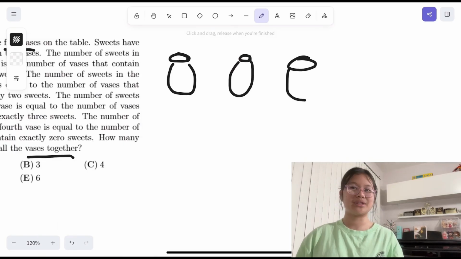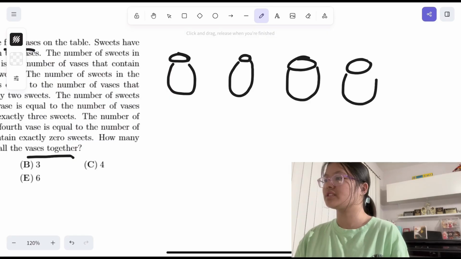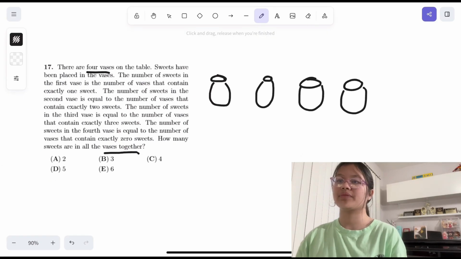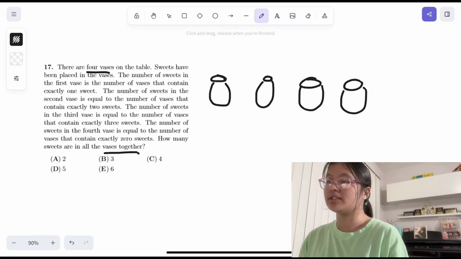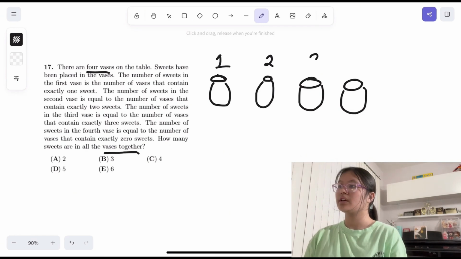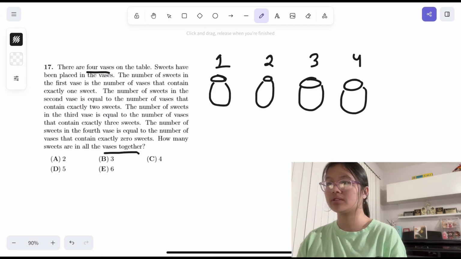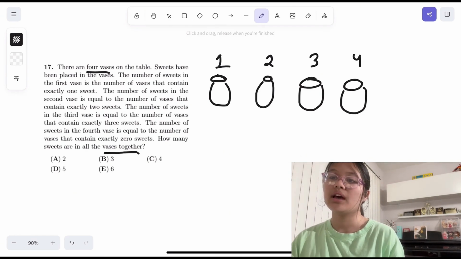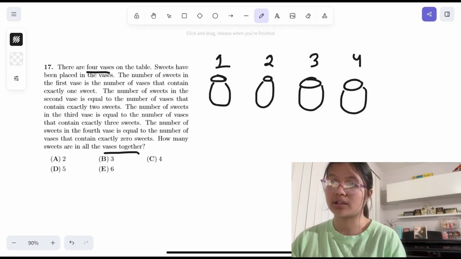They don't look like it, but I tried. This was in a rush, but okay. Number of sweets in the first vase, second, third, fourth. Okay. The first vase contains exactly 1 sweet, so we don't know anything about that.